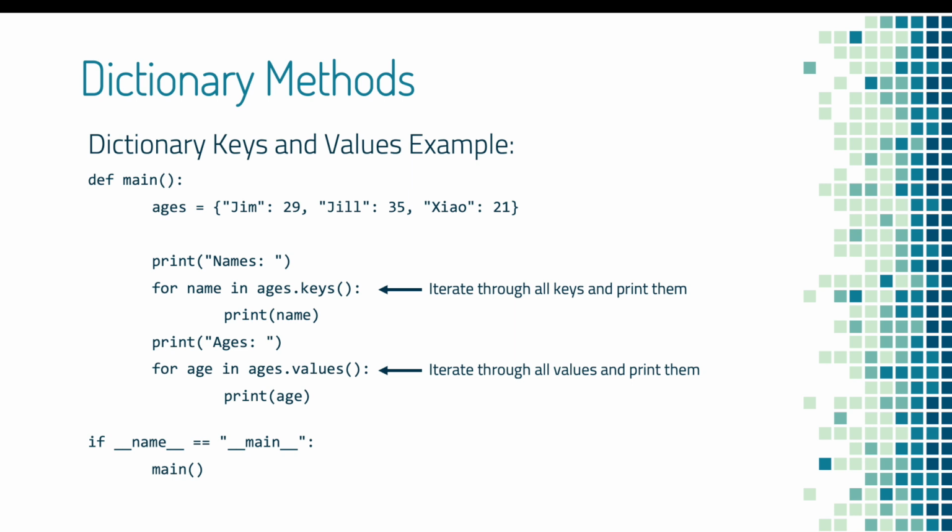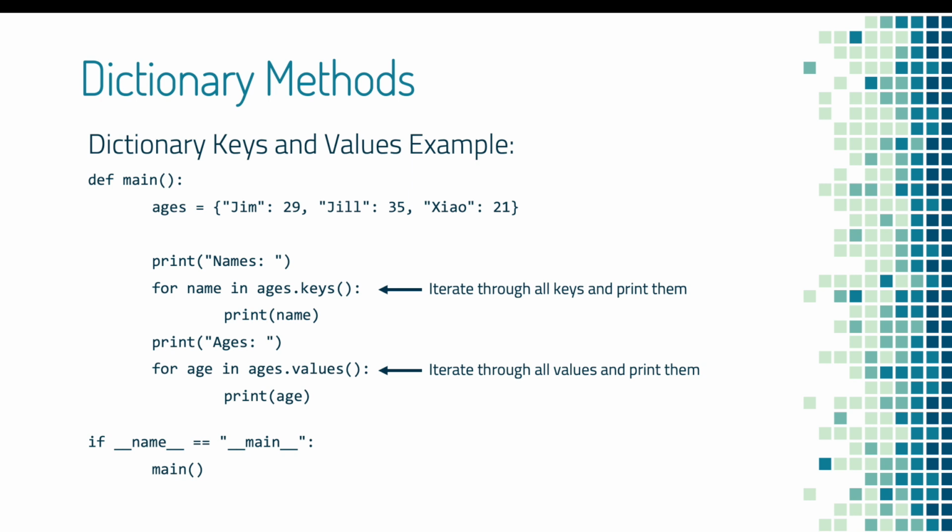You have ages equals Jim, Jill, and Zhao. If I just want the names, I can do ages.keys, and I can print each one of those out. And if I want just the ages, I can do ages.values as well and print out just the ages. Again, when I do ages.keys, I do not know what actual age is associated with each name now.